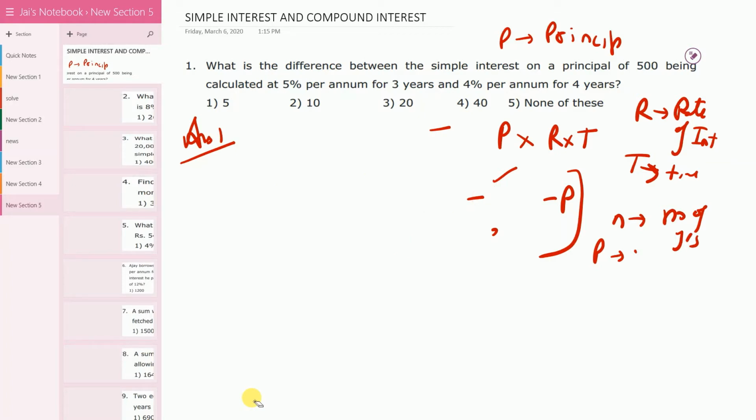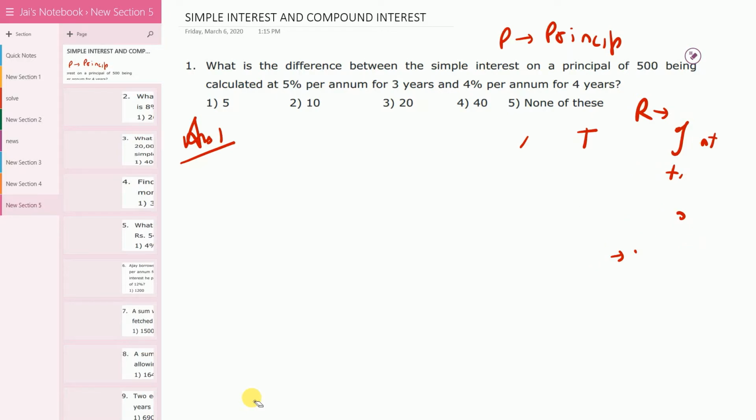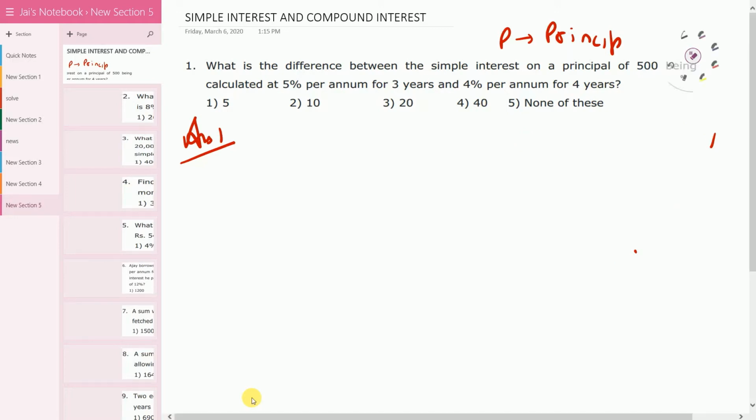So now coming on to the first question. You can pause the video and solve the question by yourselves also. Otherwise, I'll be solving it and you can see the method. Okay. So the first question is, what is the difference between simple interest on a principal of 500 being calculated at 5% per annum for 3 years and 4% per annum for 4 years?